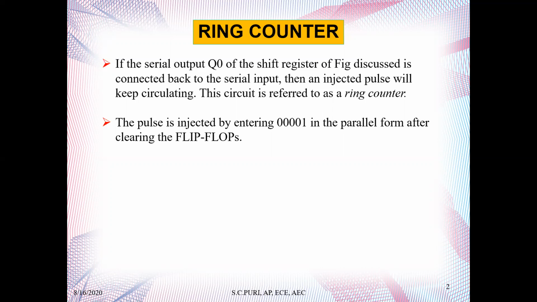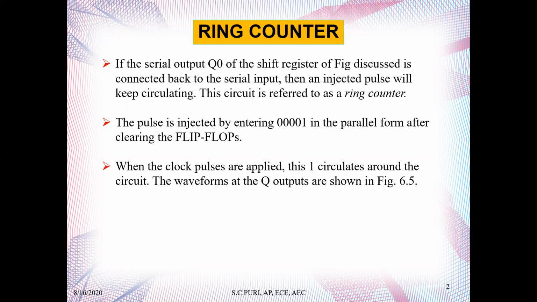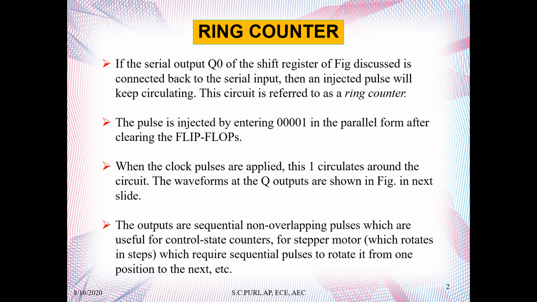So suppose it is a 5-bit flip-flop, then when the clock pulses are applied, this 1 circulates around the circuit. The waveform at the Q outputs is shown in the figure in the next slide. The outputs are sequential non-overlapping pulses, which are useful for control state counters and for stepper motors, which rotate in steps. That is why non-overlapping pulses are significant, as stepper motors require sequential pulses to rotate from one position to the next.